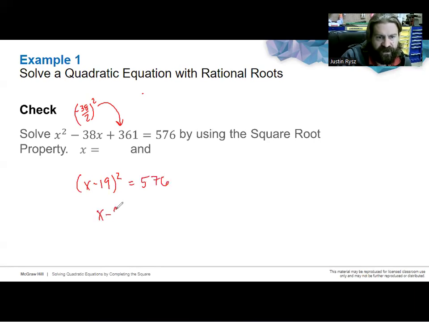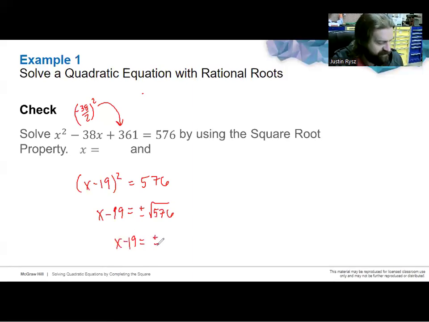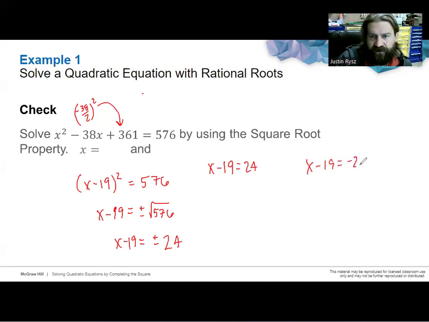All right, so that means x minus 19 equals plus or minus the square root of 576. What is the square root of 576? That's 24. So we get x minus 19 equals 24, and x minus 19 equals negative 24. Finding our two solutions here.